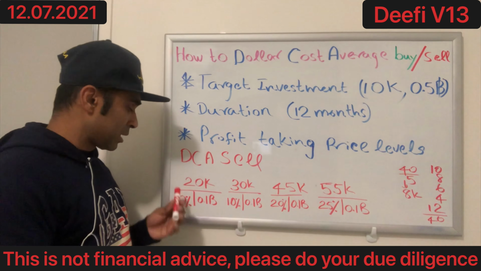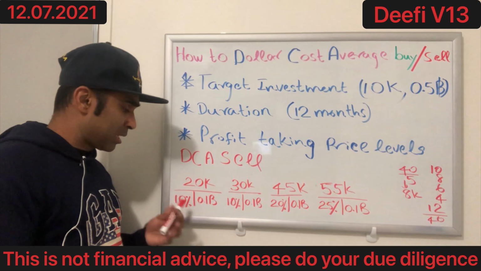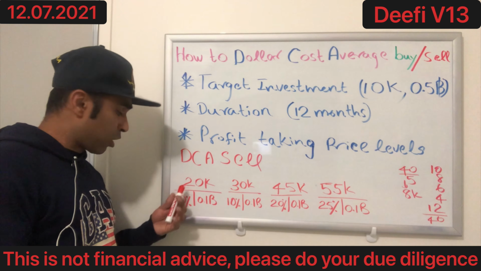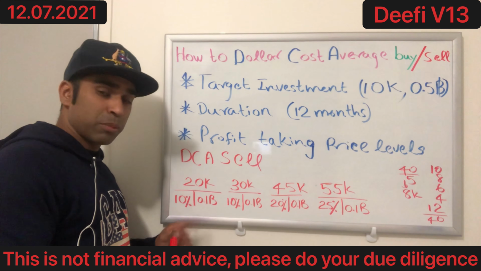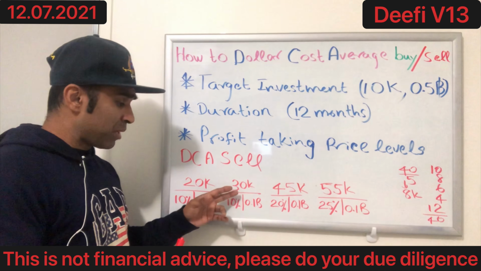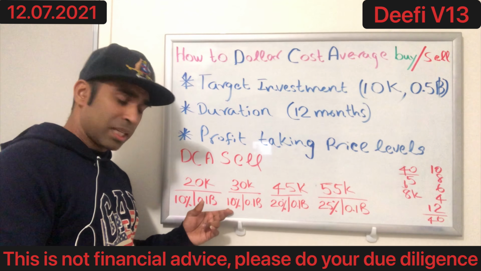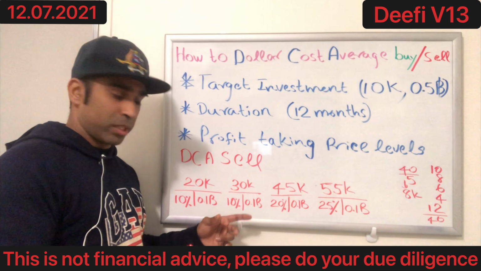So for example, let's say in a few months Bitcoin goes up to 20K, and when that happens, you take 10% out of the market. So you take $2,000 out, or you just sell 0.1 Bitcoin. And when the market goes up to 30K, you sell another 10% and take $3,000 out, or 0.1 Bitcoin.